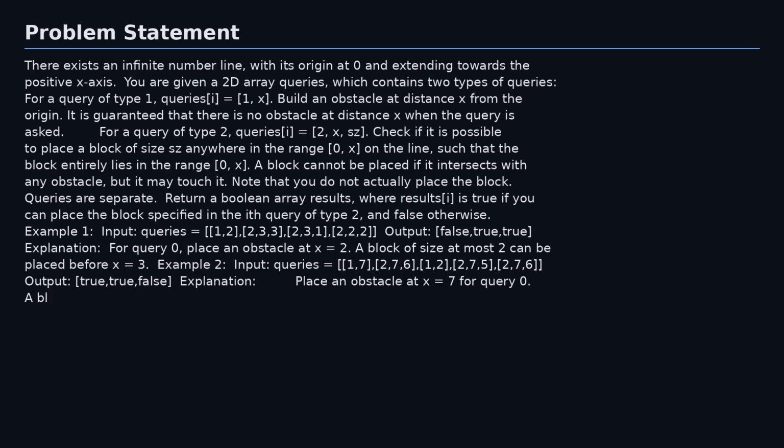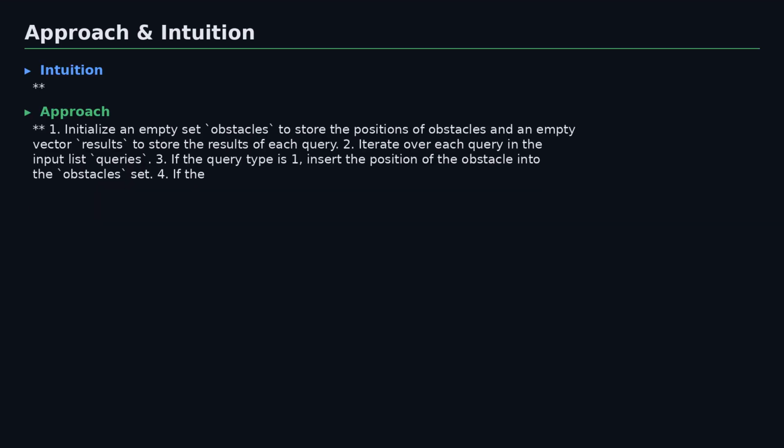Well, imagine you're trying to park a car on a busy street. You need to find a gap between the other cars that's big enough to fit your car. That's basically what we're doing here. We're maintaining a sorted set of obstacle positions. And then for each query, we're checking if there's a gap between obstacles that can fit our block. It's all about finding the right spot to place the block, just like finding a parking spot.